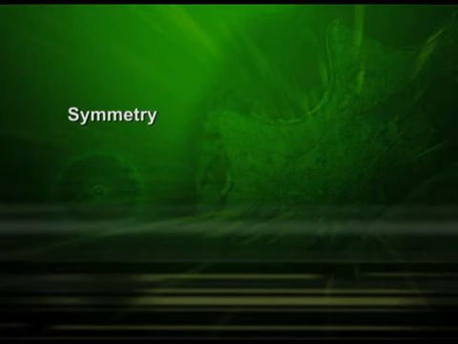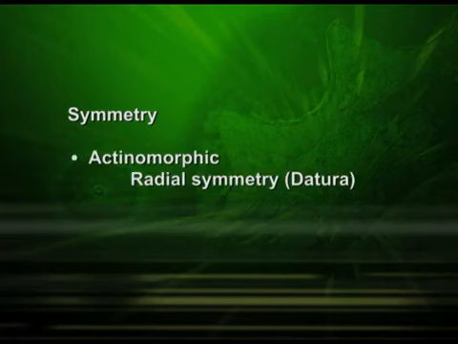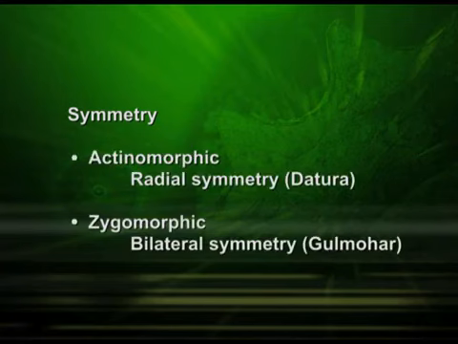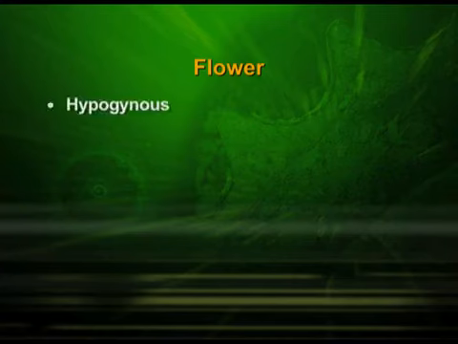Symmetry of the flower is another important characteristic. The flowers may be actinomorphic or zygomorphic. In actinomorphic, for example, in Datura, they show radial symmetry. In zygomorphic, example Gulmohar, they show bilateral symmetry. Depending upon the position of the ovary, the flower may be hypogynous, perigynous or epigynous.